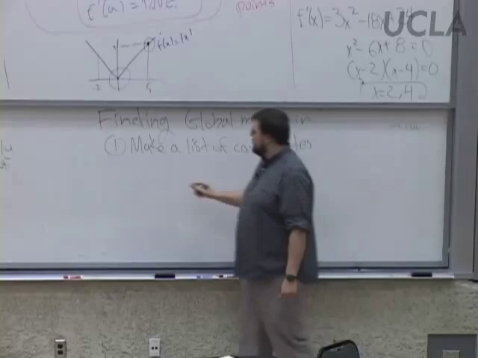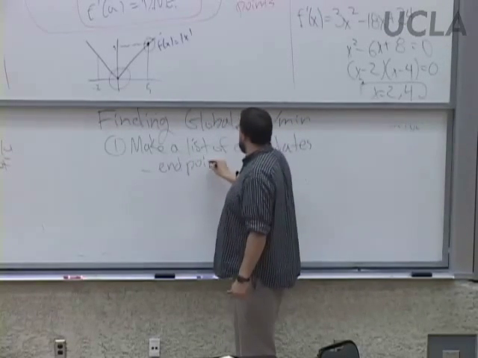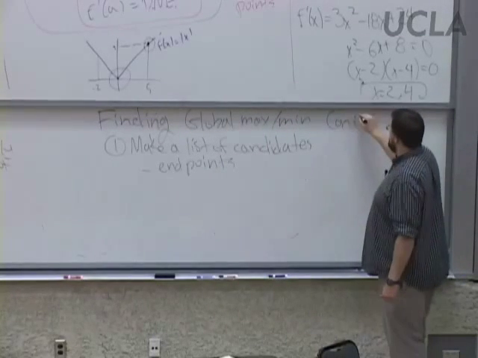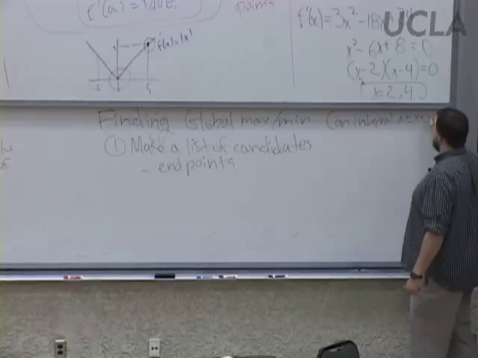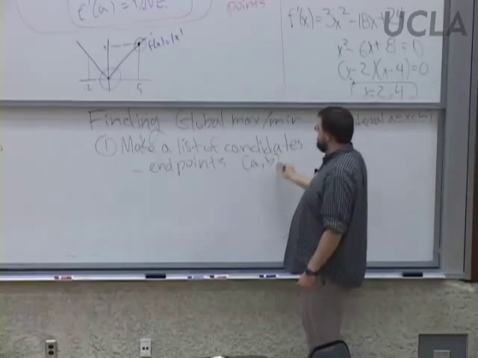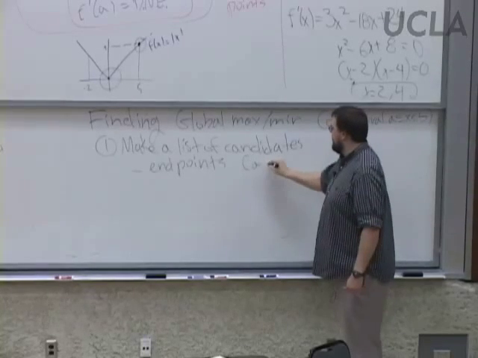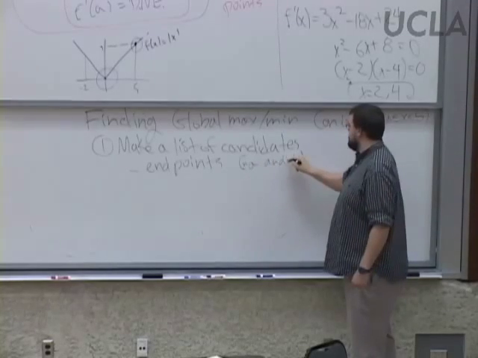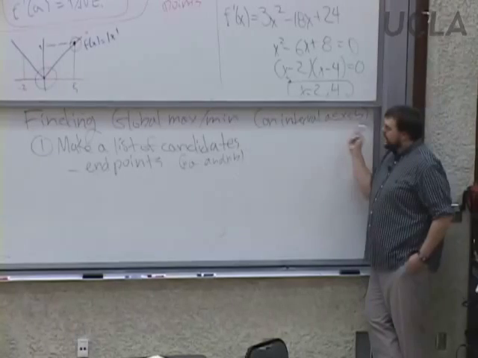What is going to make our list? Well, endpoints will always make the list. So we're talking about finding a global maximum, and we're talking about on some interval, a less than or equal to x, less than or equal to b. So the endpoints. In other words, the a and the b. This is not a point. Let me make clear it's not a point. x equals a, x equals b. OK, there we go. Now it's very clear it's not a point. All right. So the endpoints will always be in there.